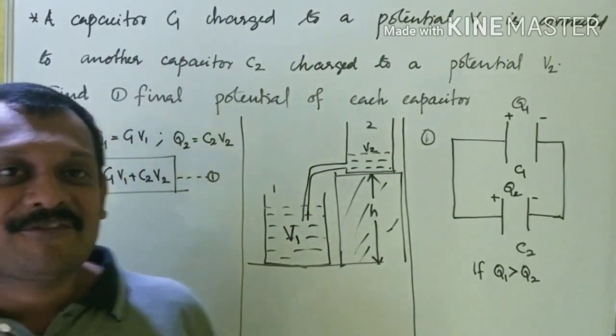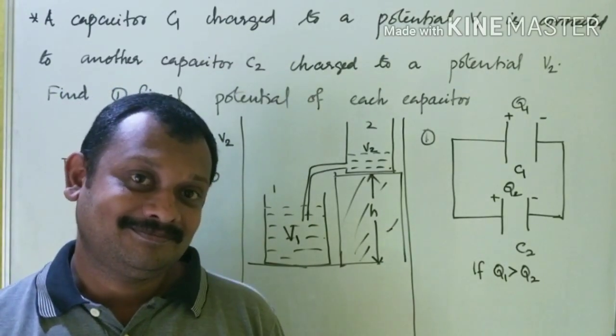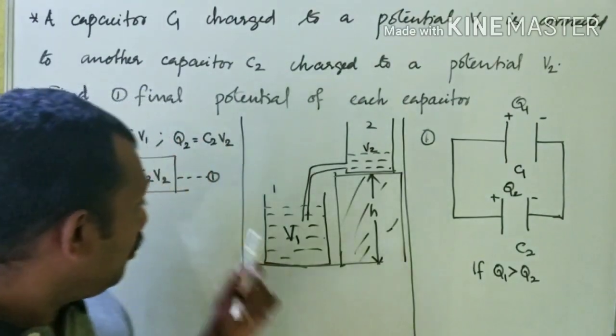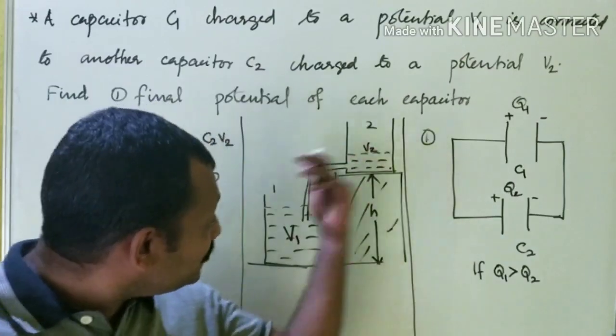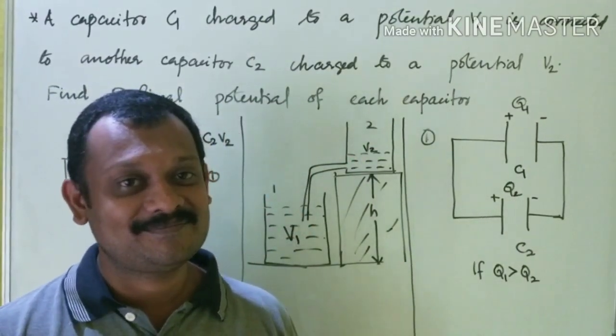From where to where will this water flow? Tank 1 to tank 2, or tank 2 to tank 1? That's a question I want you to answer.